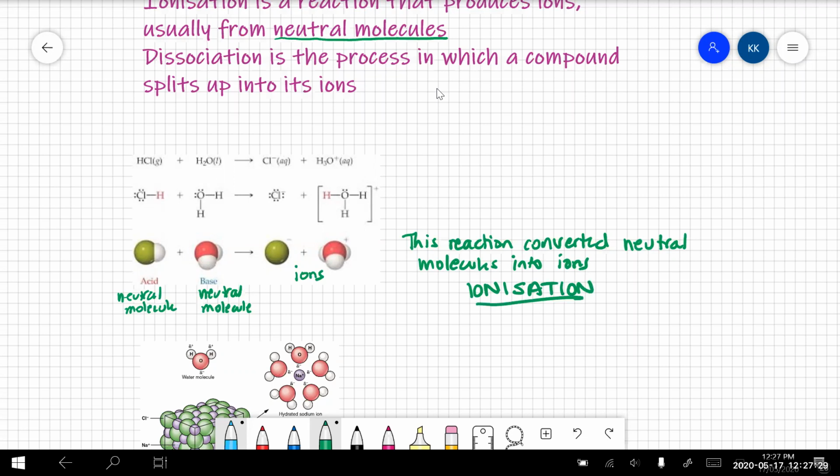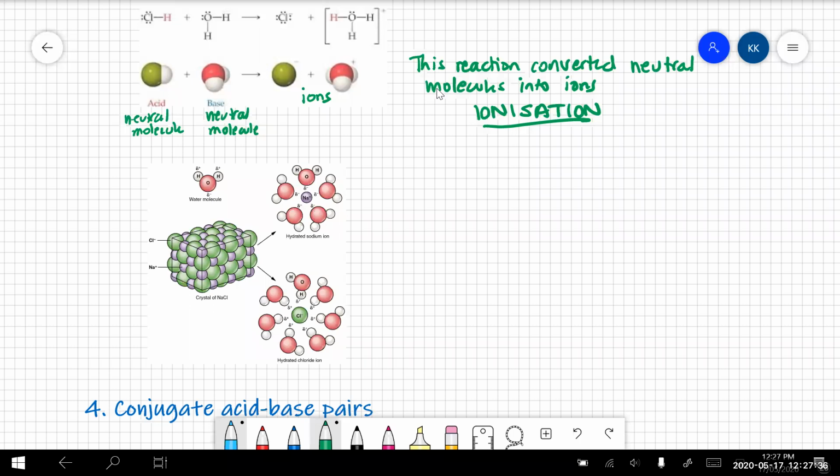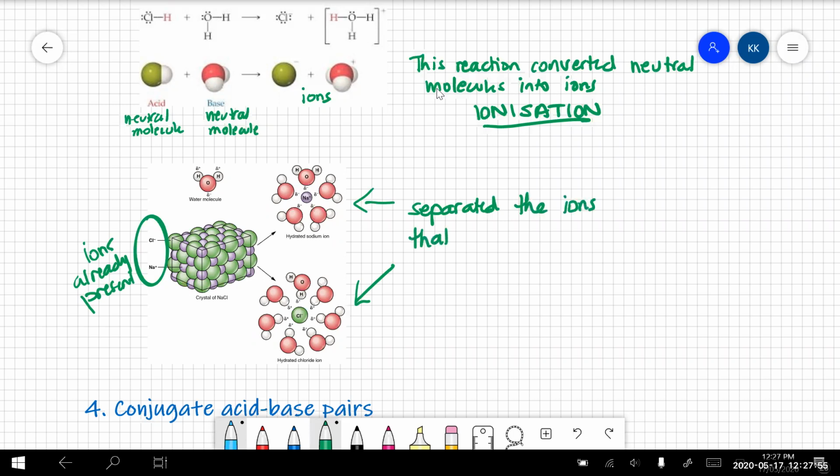Have a look at this second example in which sodium chloride dissolves in water. Here we have the ions already. So they're already present. All we did was separate them. That is what we call dissociation.